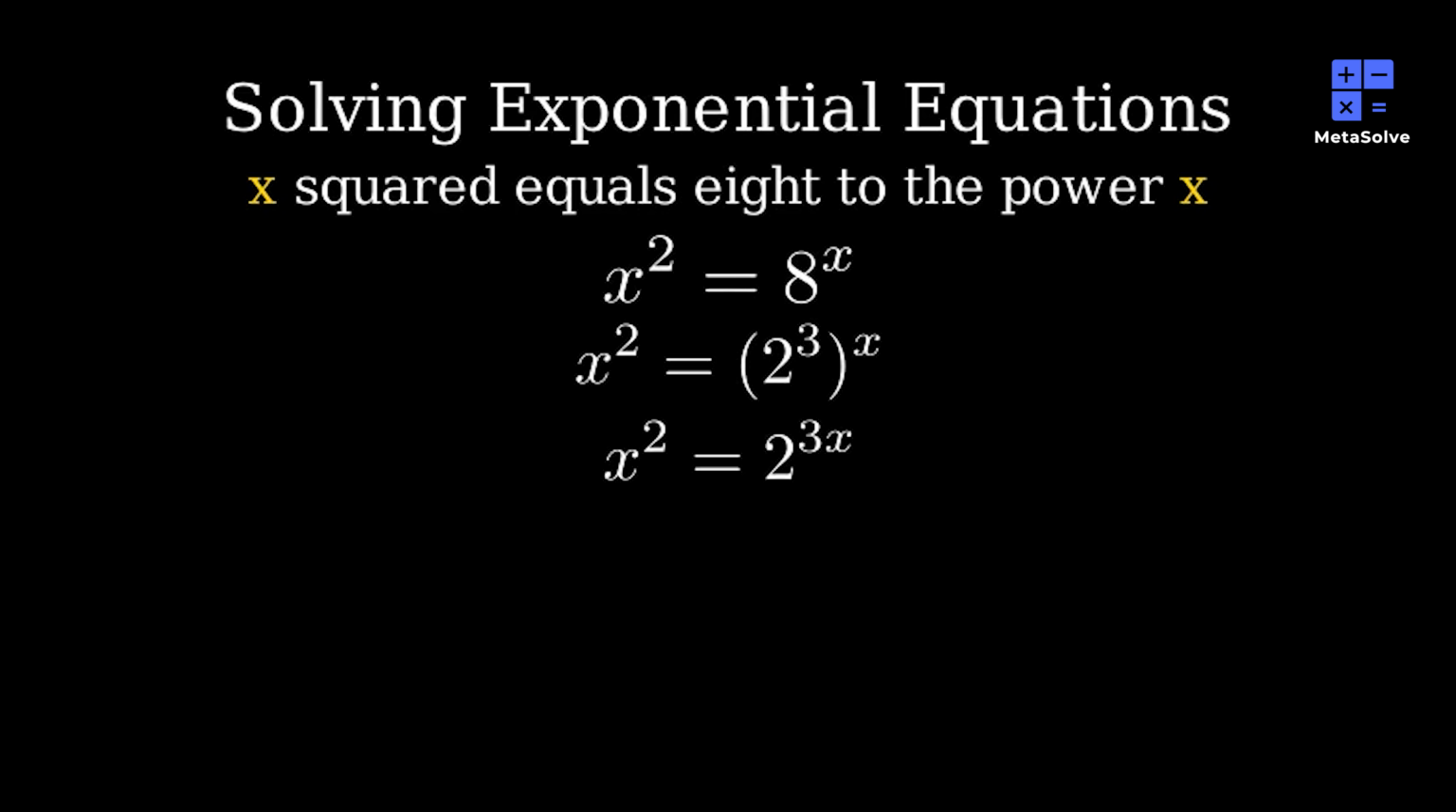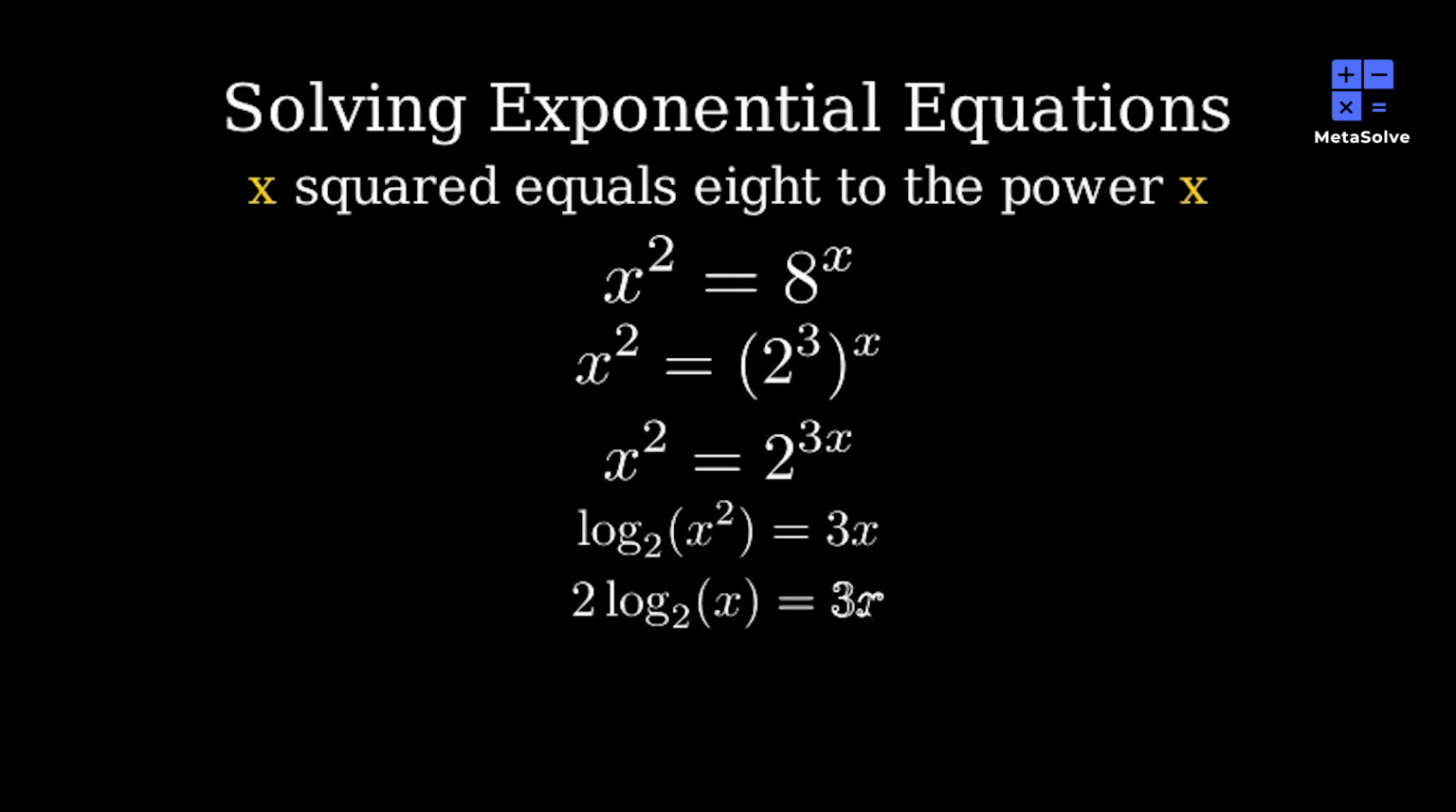To bring down the exponent and solve for x, take the logarithm of both sides. Remember, you can use the natural log or the logarithm to base 2, whichever is more convenient. Here, we'll use the base 2 logarithm. Taking the base 2 log of both sides gives us log base 2 of x squared equals 3x. We can use the exponent rule for logarithms. The log base 2 of x squared is the same as 2 times log base 2 of x.